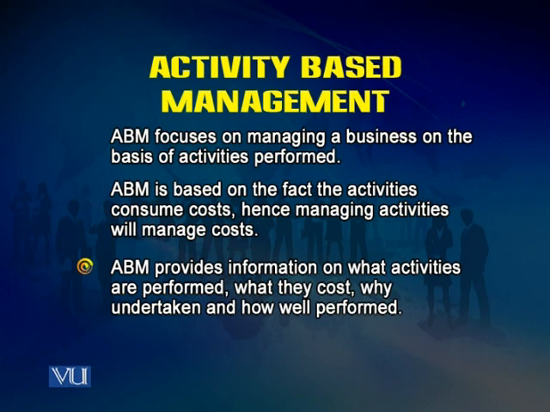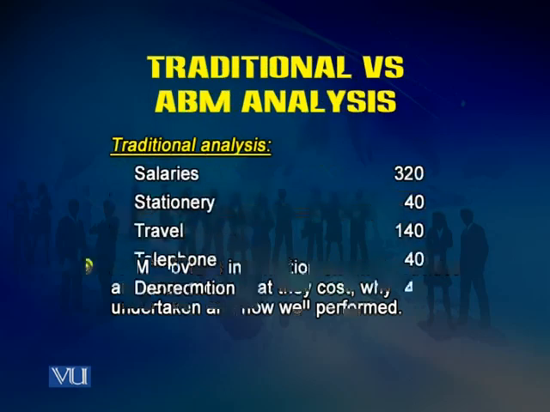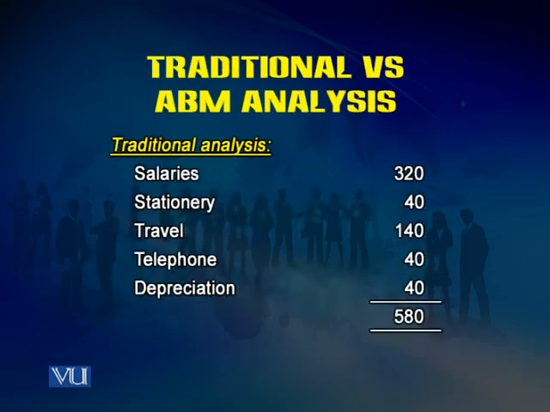We are going to look at an analysis of what the cost information would look like under a traditional system and under ABM. And we can see on the left-hand side, the traditional analysis shows the division of expense as salaries, stationery, travel, telephone, depreciation, and so forth. Total of 580.